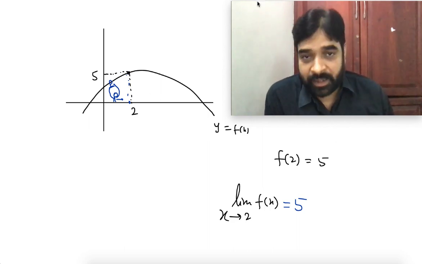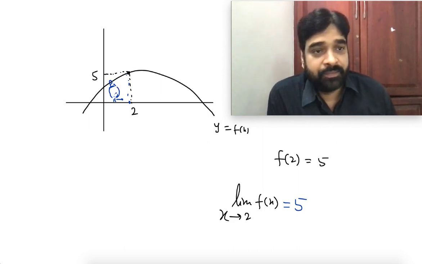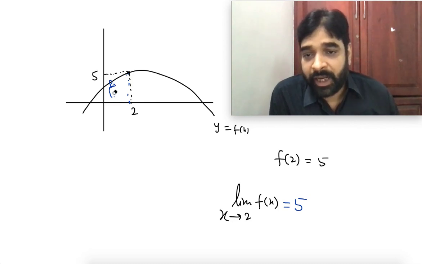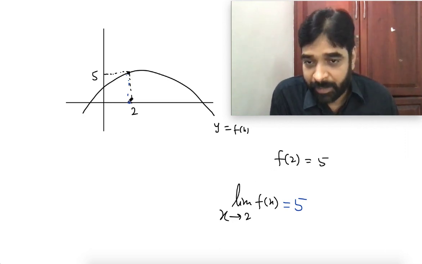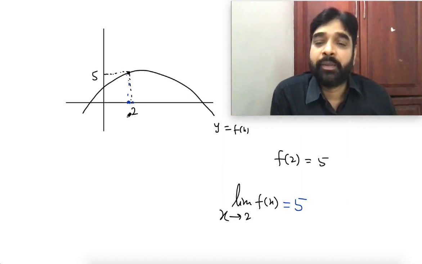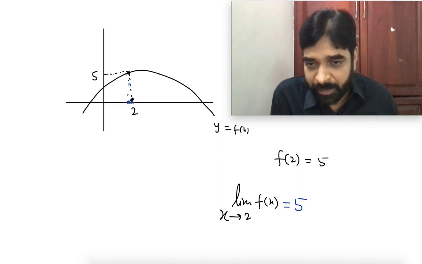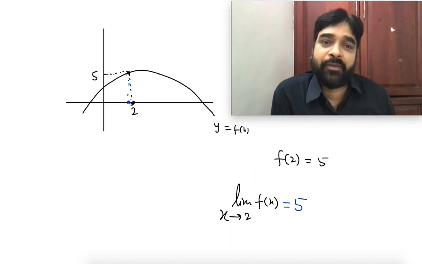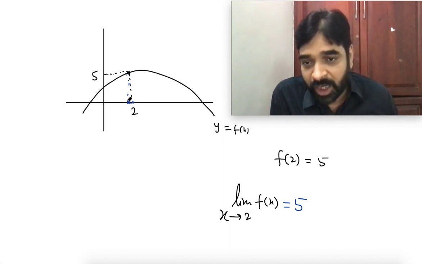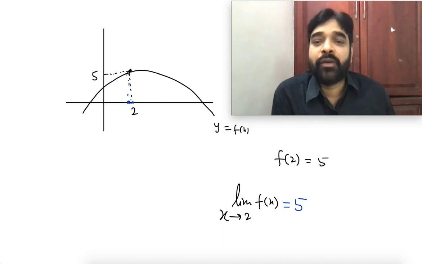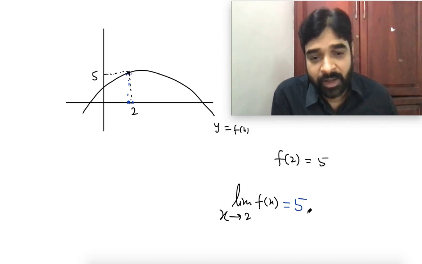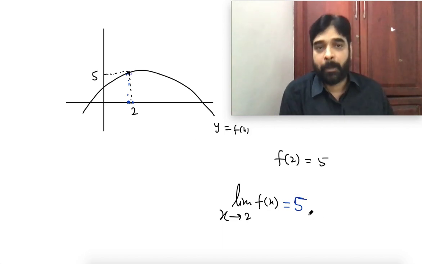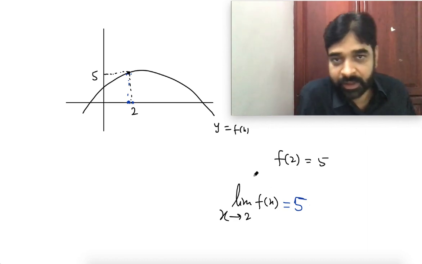Now a question arises. Sir, you said that x approaches 2 means x is very close to 2. So x can be here also and x can be here also, because x has to be very close to 2. So x can be just before 2 and just after 2. When it's just before 2, then also f(x) is going very close to 5. When it's just after 2, then also it's going very close to 5. So I'll say 5 is the only answer. Did you understand? Hello?